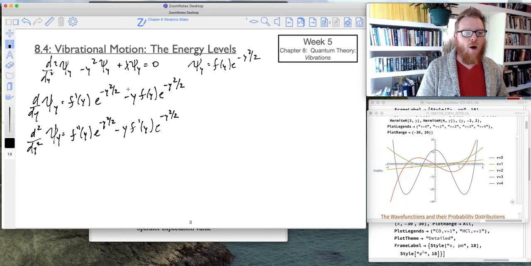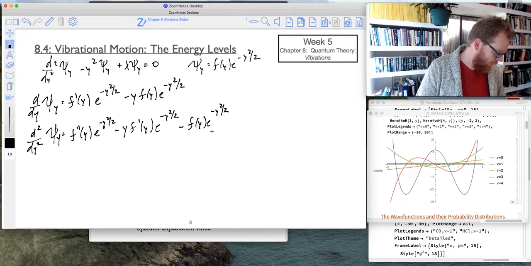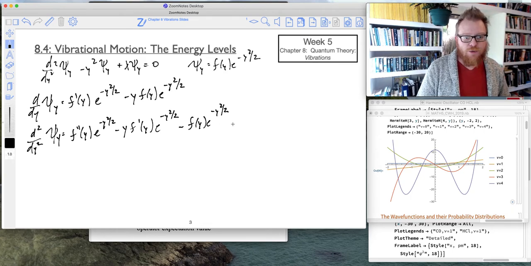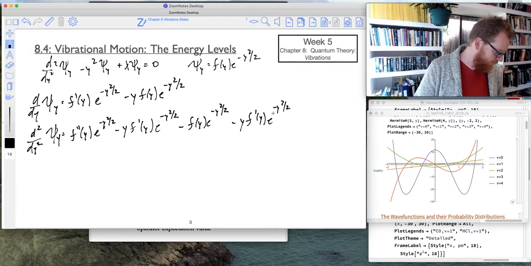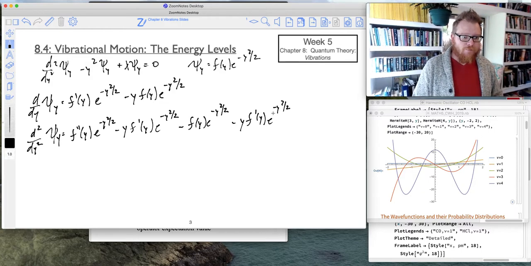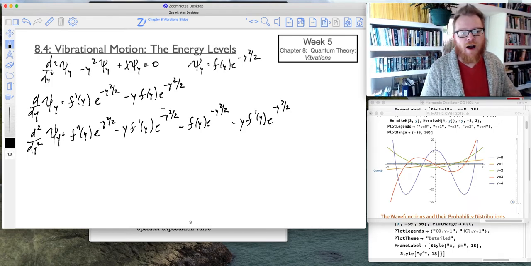Okay, now I've got to do the derivative of that second term. So now I've got a triple situation to deal with, right? So I've got y, I've got f of y, and I've got e to the negative y squared divided by 2. All right, so the derivative of y is just 1. So now that whole chunk is going to become minus f of y e to the negative y squared divided by 2. Okay. Now we've got to do the derivative of the function. So that's going to be negative y times f prime of y times e to the negative y squared divided by 2. And then finally, I have to do the derivative of the exponential.